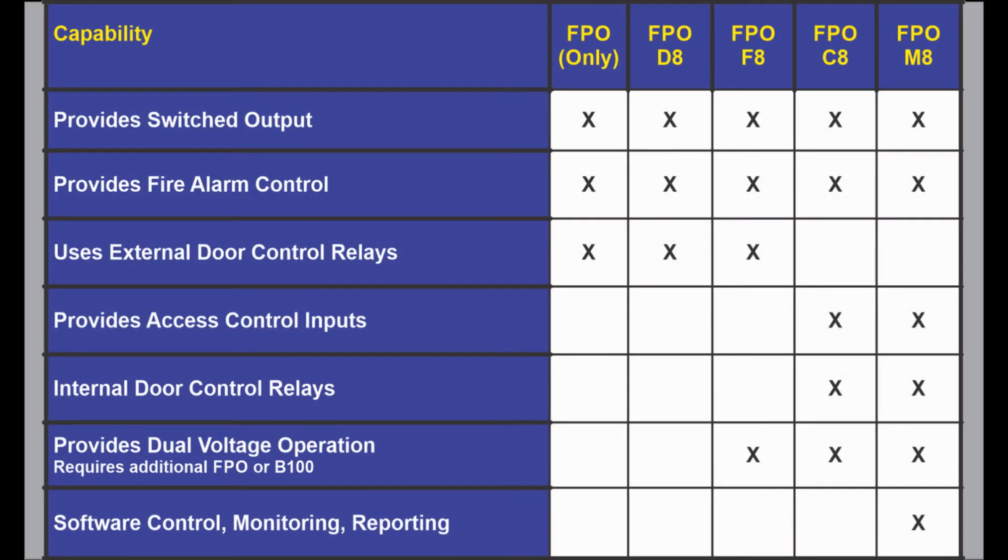The next combination is the FPO D8. This would be used where you have multiple doors and the access system also provides the door control relays. In a typical 16-door system, where 14 of them are strikes, 2 of them are mag locks, all are 24 volts, I would use an FPO with 2 D8s.